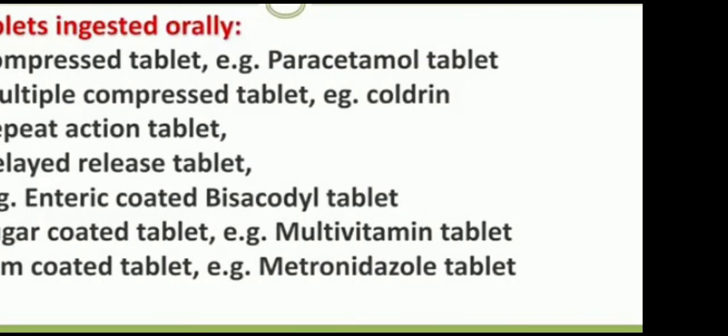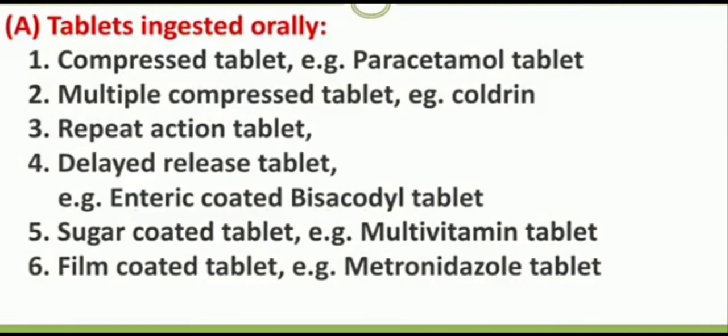Then we have the types of tablet. Type A is tablets ingested orally, in which we have the compressed tablet, and an example of a compressed tablet is paracetamol. Then we have the multiple compressed tablet, in which we have repeat action tablet, delayed release tablet, and the enteric coated tablet. Then we have the sugar coated tablet, such as multivitamin tablets, and the film coated tablet, such as metronidazole.